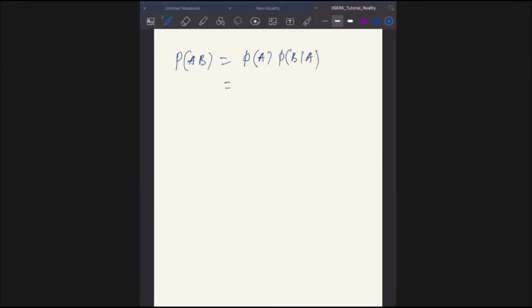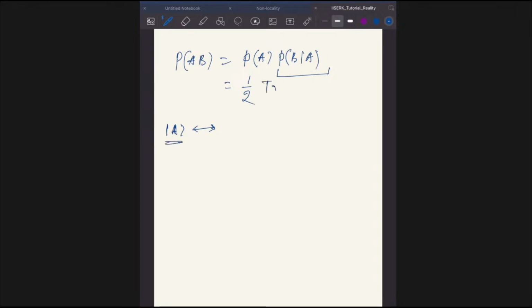So the probability of A I calculated as half, right? Previously, I calculated the probability of A as half. There is no doubt of this. Now this probability of B given A. So if the A outcome occurred, what is the probability B will also occur? So what does quantum mechanics predict? If the A outcome occurred, the state will be reduced to this one, right? Just by using the quantum mechanical prescription. So then my state will become this one.